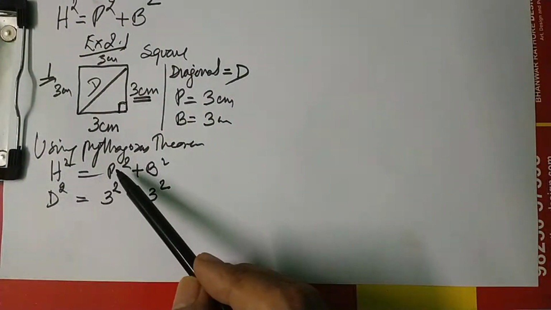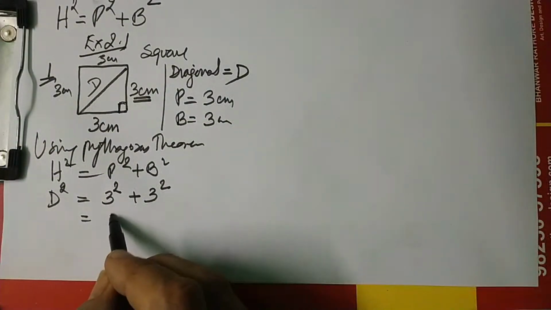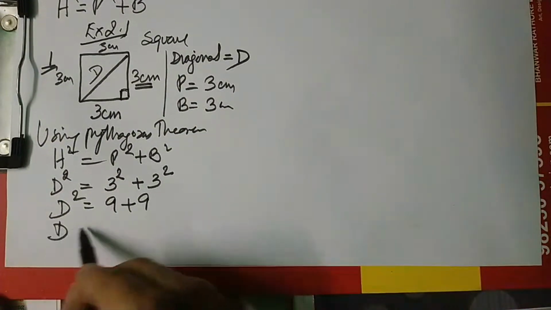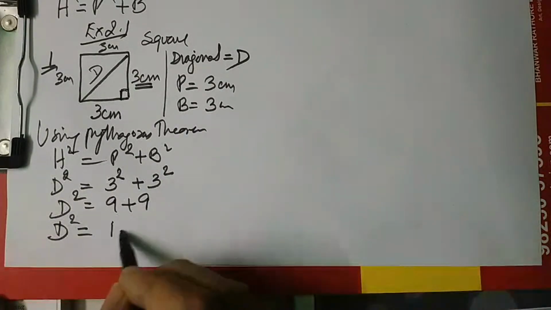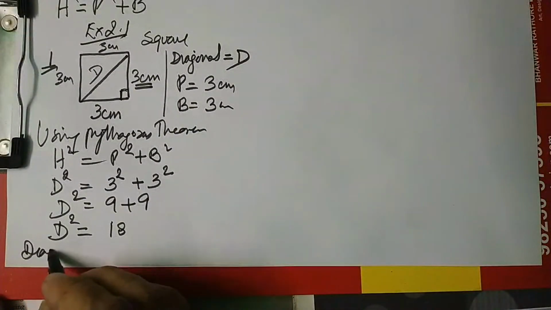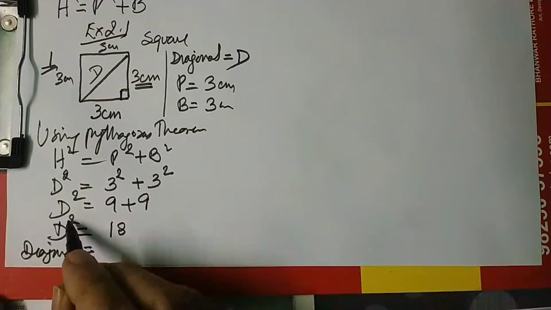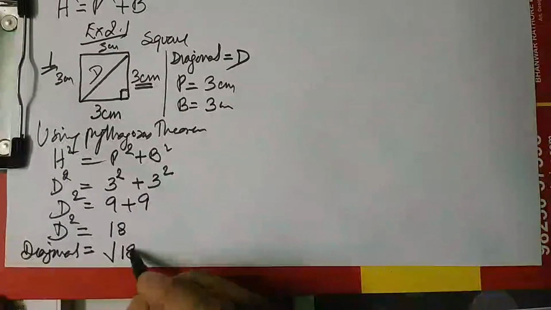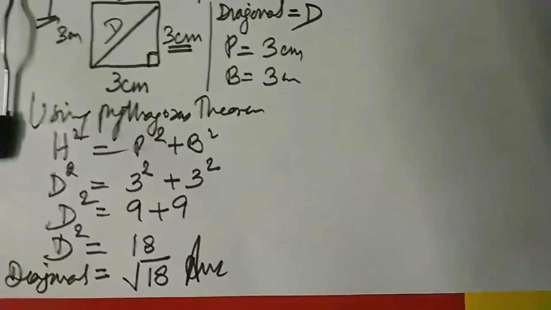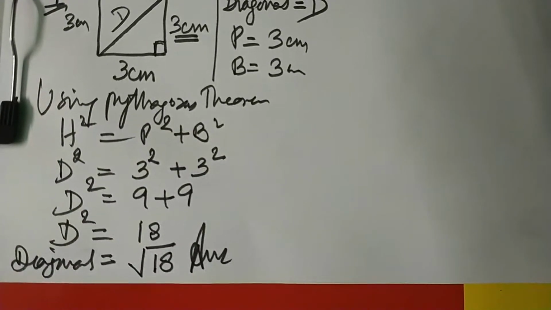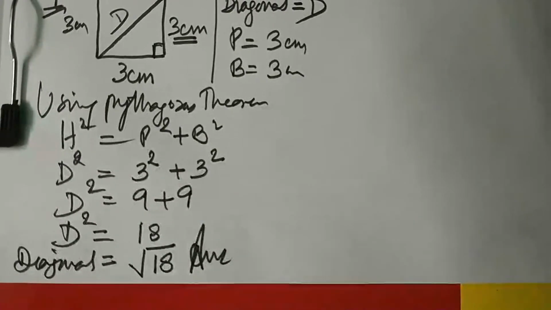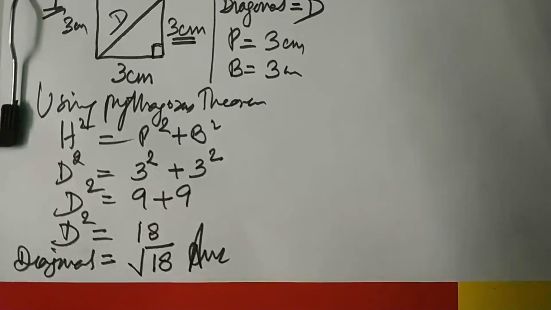So d square is equal to 3 square plus 3 square, which becomes 9 plus 9. Therefore d square is equal to 18, and d means diagonal. So in the end I will write diagonal is equal to, remove the square, what will it become? Under root of 18. This is your answer. So the diagonal is calculated by doing square root of 18. You don't have to simplify, you just write under root of 18. So question 1 says, what is the length of the diagonal?